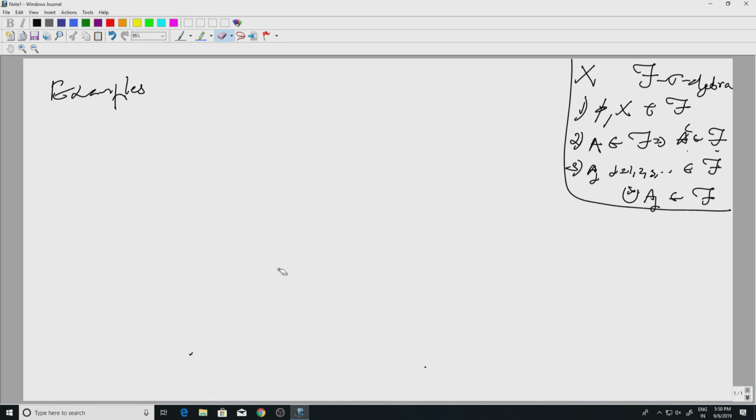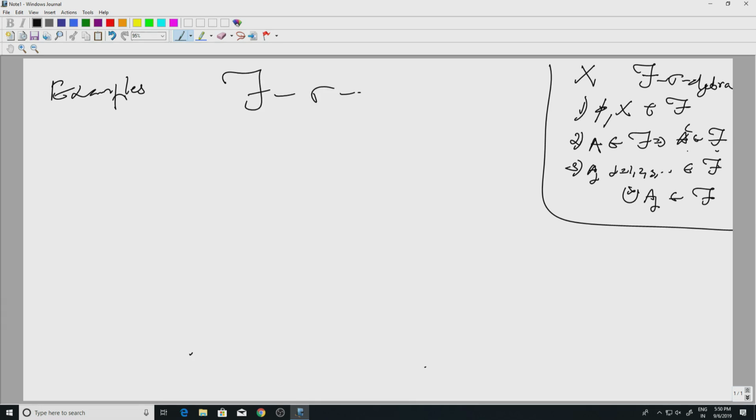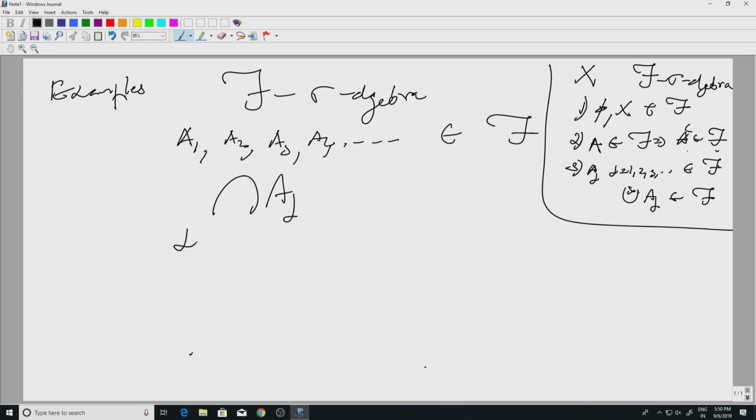The sigma algebra is closed under taking complementation, that is the second property. Similarly, the sigma algebra is closed under taking countable unions. Now, because it is closed under complementation, this also implies that it is closed under intersection. What I mean is, if script f is a sigma algebra and I have A1, A2, A3, A4 etc., they all belong to script f, then the intersection of Aj, j equal to 1 to infinity, also belongs to script f.